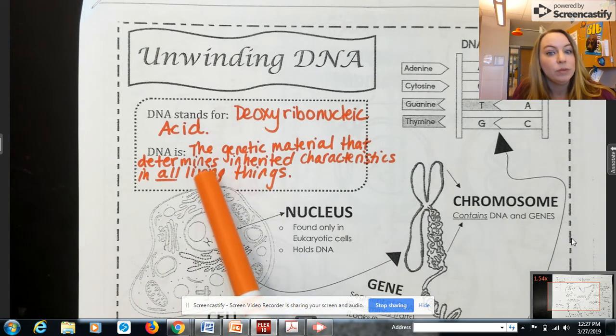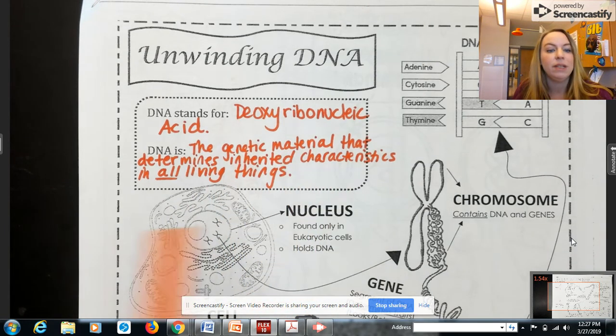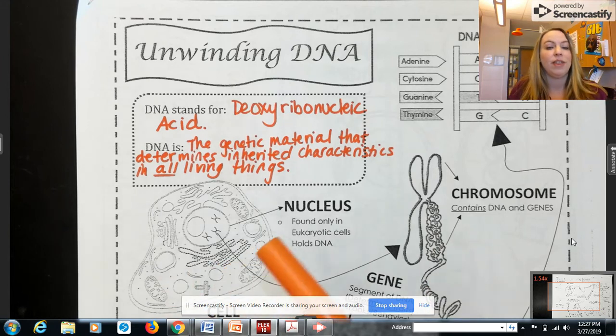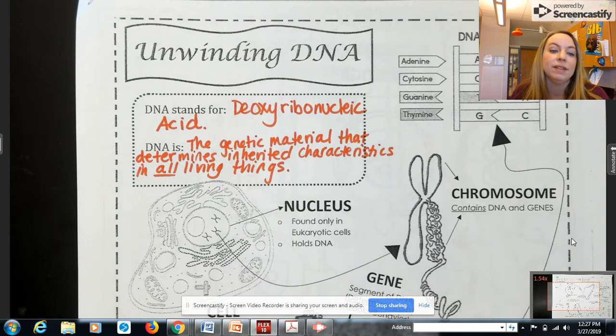And DNA, so what is it? It's the genetic material that determines the inherited characteristics in all living things, okay? So every living thing, and even non-living things like viruses, all have either DNA or RNA. And that DNA or RNA codes for the proteins that make up that particular organism.